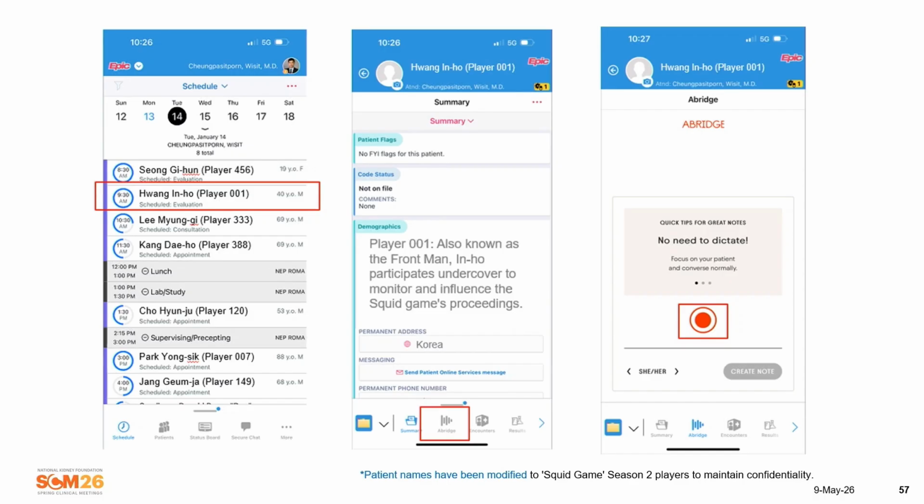This is an example, with all the information about the patient modified, so the pictures as well. So I go to the encounter, I click record, and I ask for consent from the patient, and then the conversation starts.